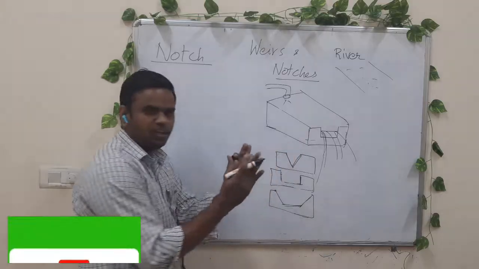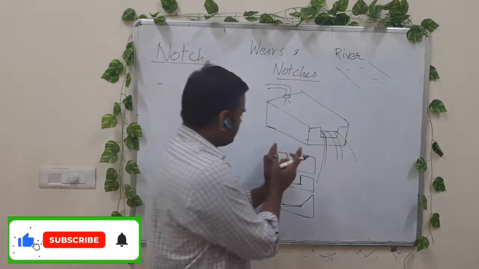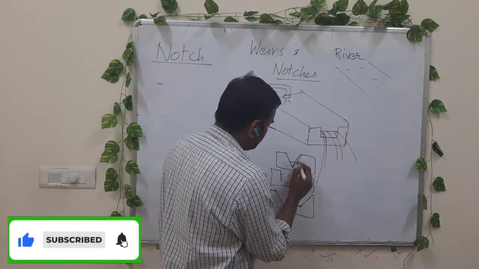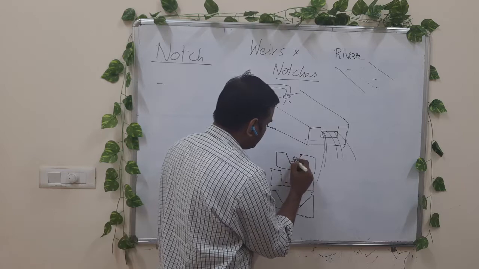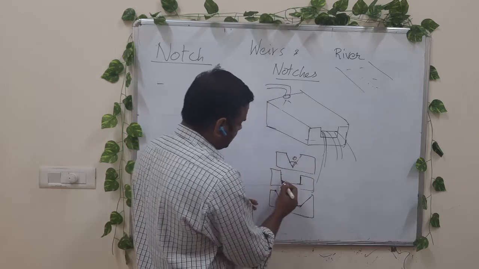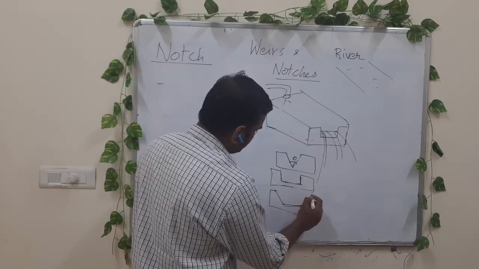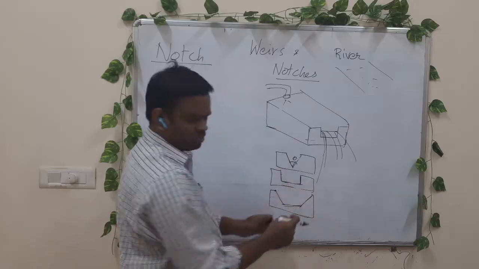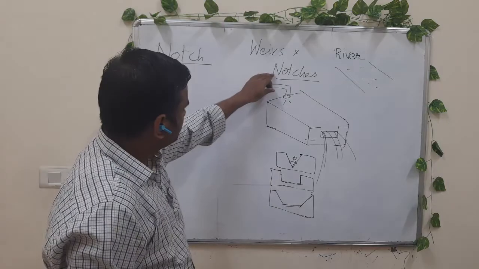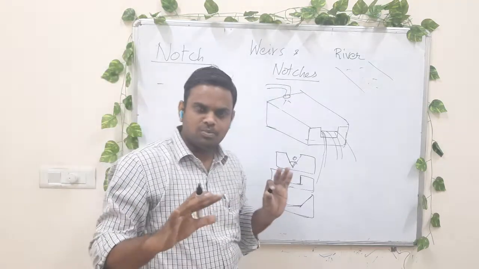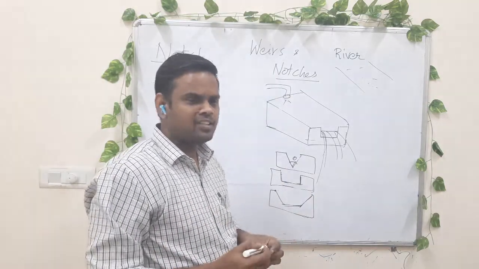A V notch means there will be a theta, the angle to which the opening is made. Rectangular means you are going to have a length into breadth opening. Trapezoidal means a combination of these two. Essentially it is used in small scale, particularly in the laboratories.